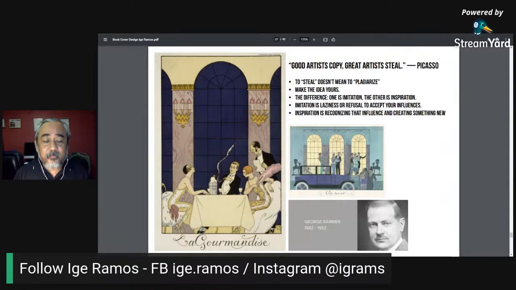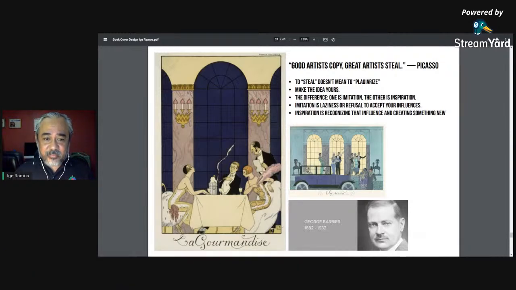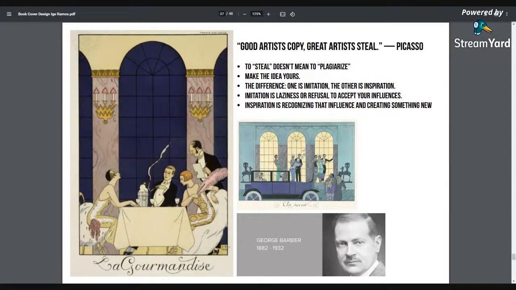Since I was looking for a particular blocking or element, what I have here is a print by Georges Barbier. He's a famous French artist and illustrator. He did this print called La Gourmandise. And if you remember, Picasso said, which I heard from Steve Jobs in one of his events, good artists copy and great artists steal. To steal doesn't mean to plagiarize, but to make the idea yours.